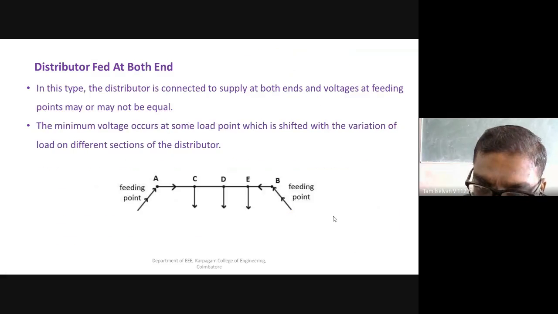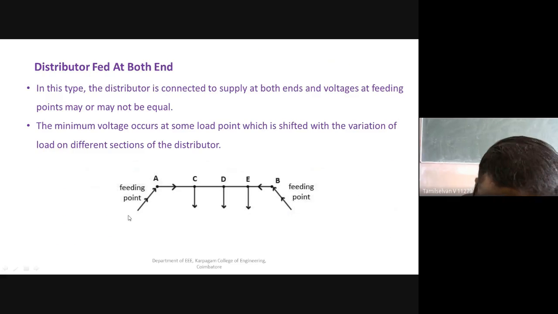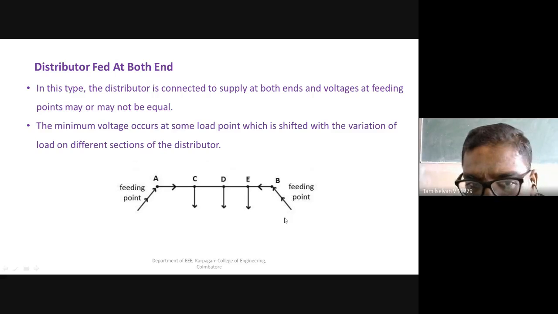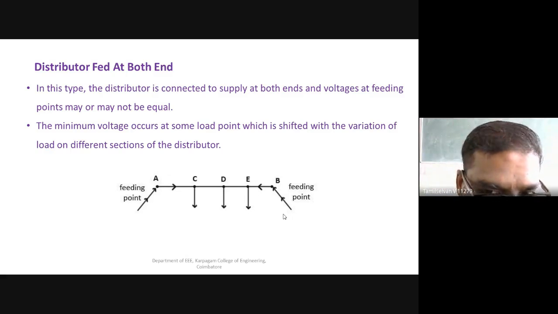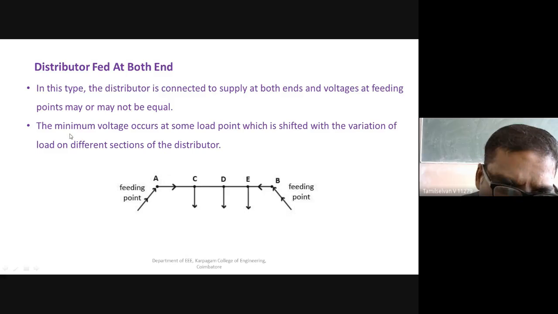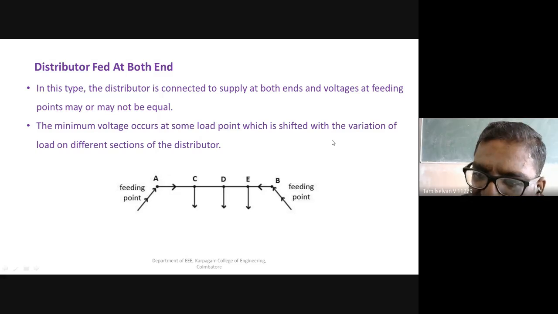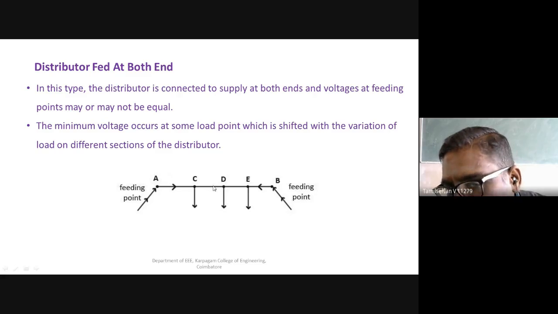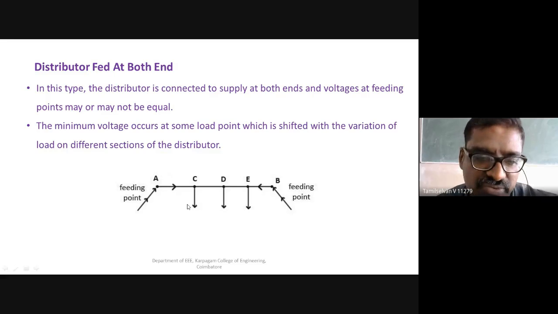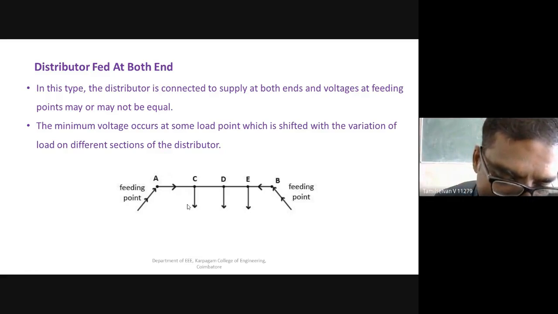These voltages may or may not be equal, so they may often be different. That is called a distributor fed with equal voltages or a distributor fed with unequal voltages. Here remember, the minimum voltage occurs at some load point, which is fixed by the variation of load on the different sections of the distributor. These are different loads on the sections. So based on that, the minimum potential point may be fixed at the D point or maybe the E point when it's fed at both ends.